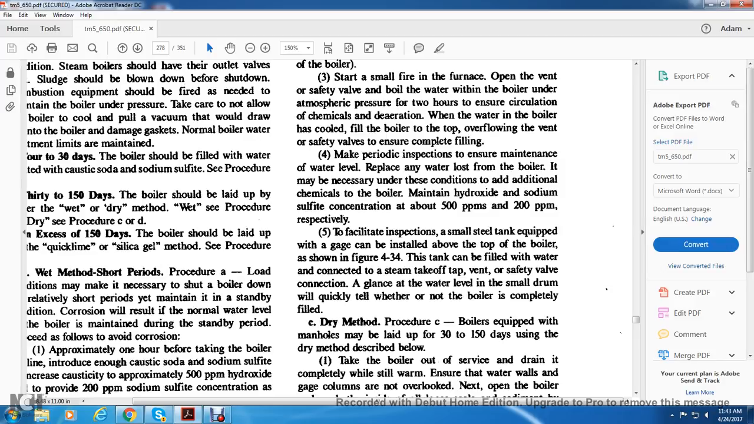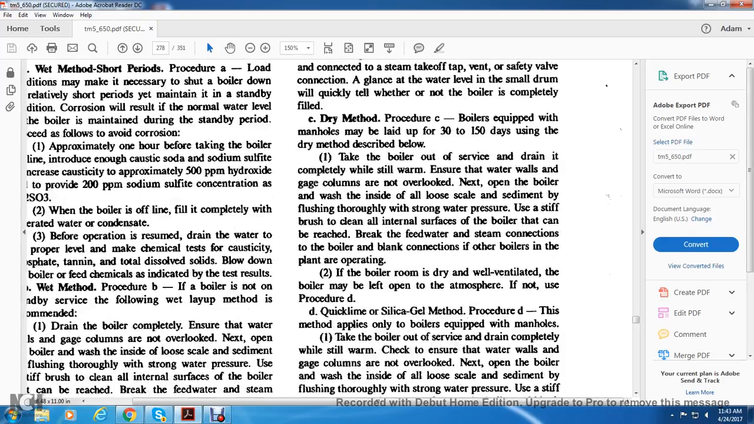The tank will then be filled with water connected with the steam takeoff, the top of the vent, and safety valve connections. Again, the water level in the small drum will quickly tell whether or not the boiler is completely filled. Dry method. Procedure C. Boilers equipped with manholes may be laid up for 50 to 150 days using the dry method described below.